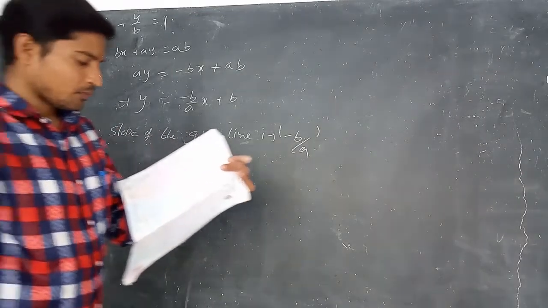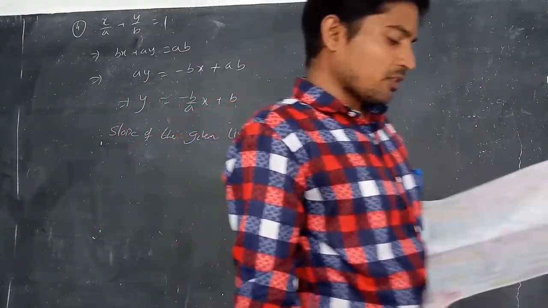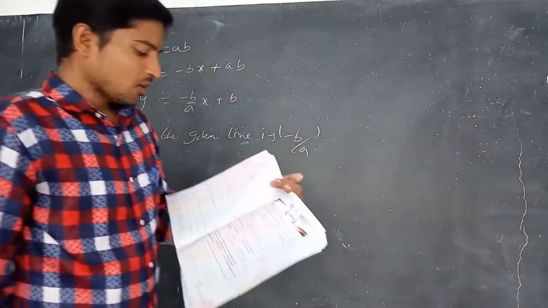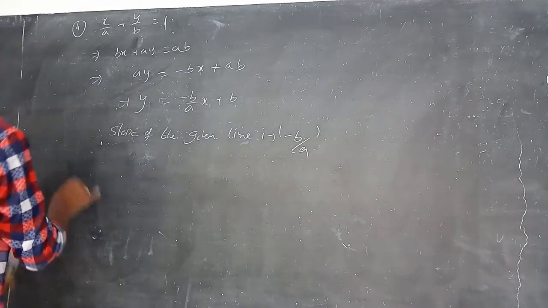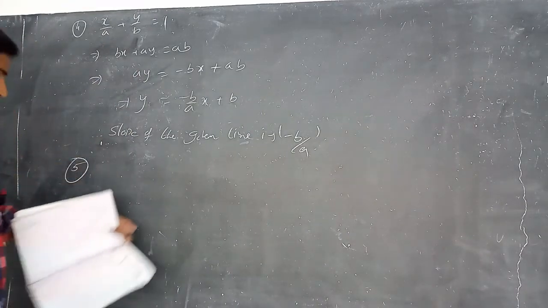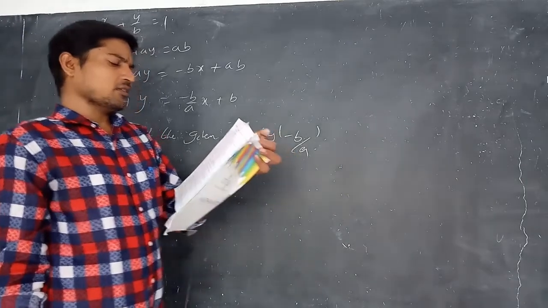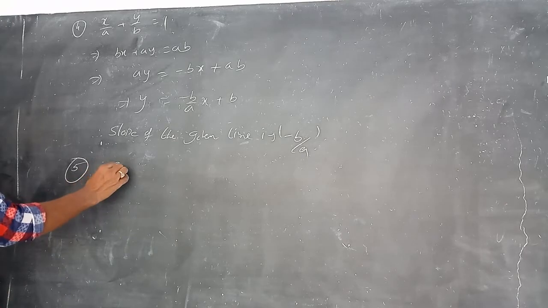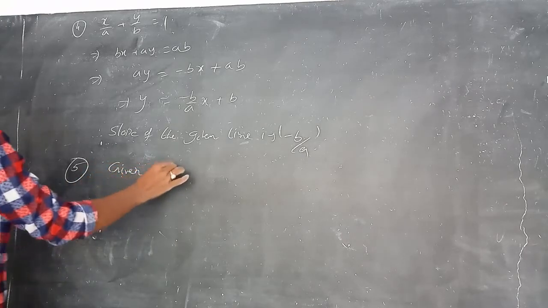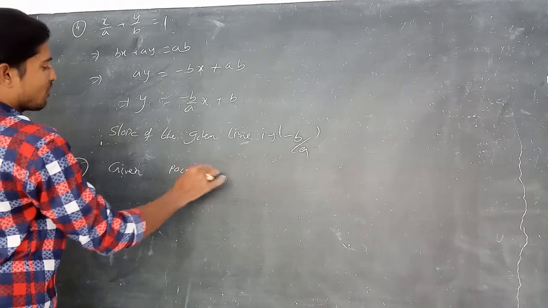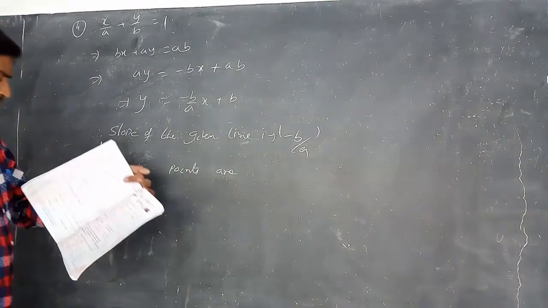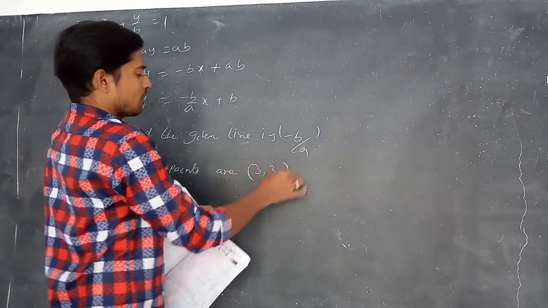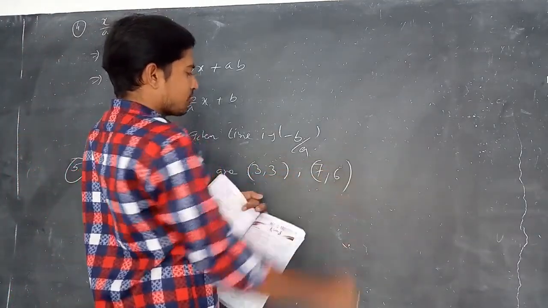Next one. Fifth one, the equation of the straight line through the points. So this one will solve and remaining same process one will give you homework. The 2 points are given, then find the straight line equation. Given points are, what are the given points here? 3 comma 3 and 7 comma 6.